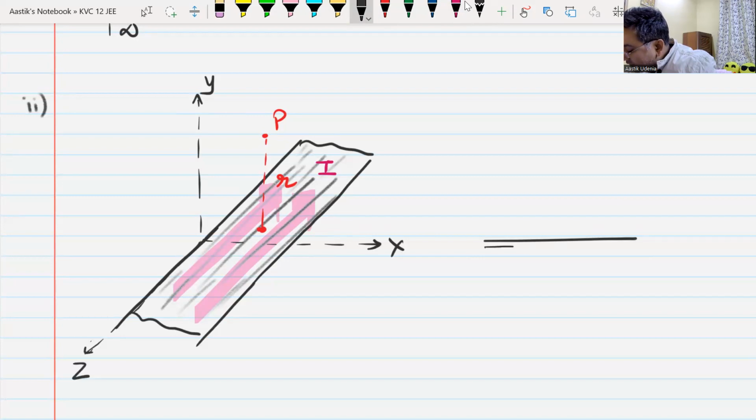This sheet will look like this. I'm just drawing some width of the sheet, though it does not have any thickness. And it will carry current which is going inside. Do we understand? I've just drawn a different version of the same diagram. This is the point P and this distance is given as R.